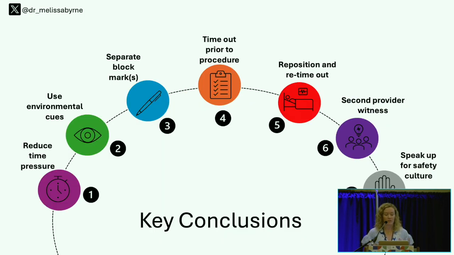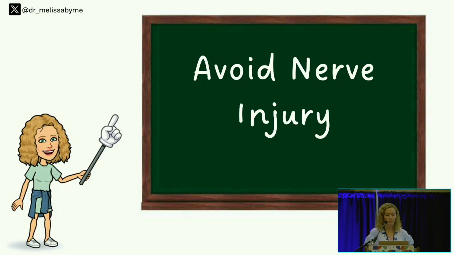All in all, you can see that there are a number of things we need to take away from wrong-sided nerve blocks: second providers to witness the consent and that things are done appropriately, and most importantly, a speak up for safety culture. Next, I want to talk about nerve injury.